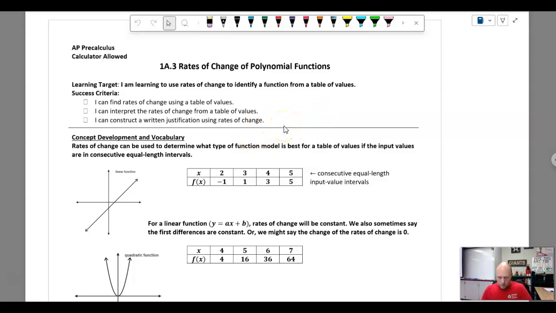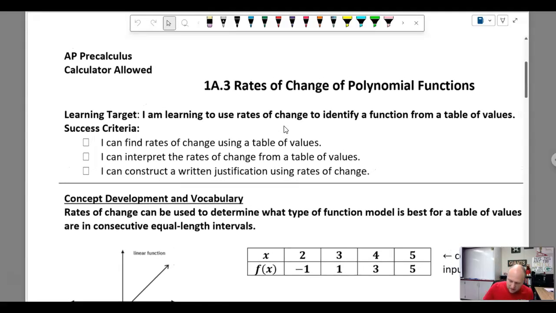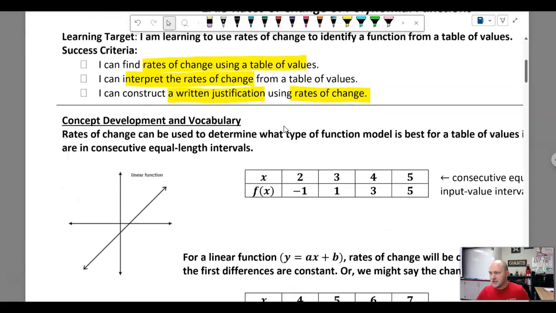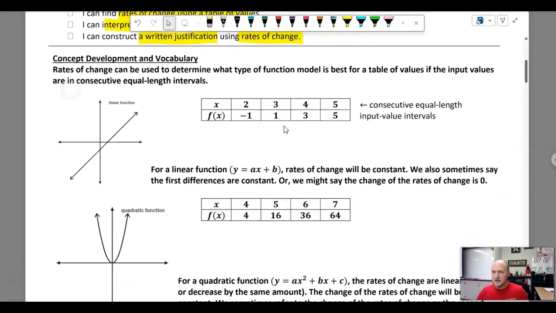So what we're going to go ahead and do is calculate rate of change from a table of values, hopefully which you are familiar with. We'll be able to interpret the rate of change from a table of values, and then we'll construct a written justification using rates of change. So let's go ahead and dive in.